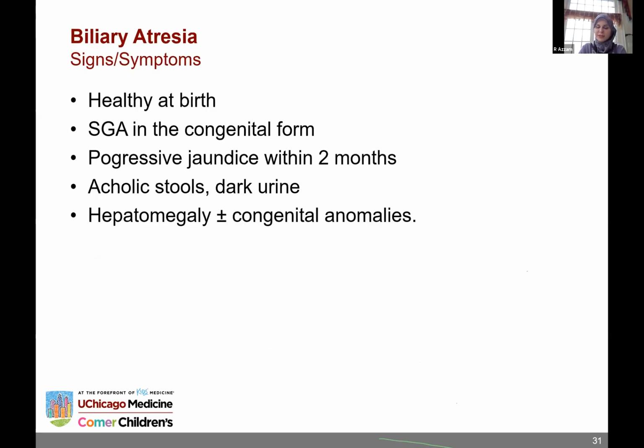Do not be deceived if you see the baby growing well, and do not delay evaluation because the baby is chubby and looking absolutely great. Those are the acquired biliary atresia babies. The congenital ones are usually small at birth, and they do not grow as well as the other babies who are healthier looking, the acquired ones.